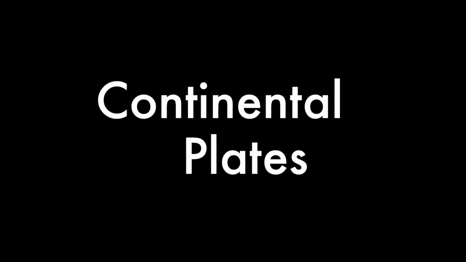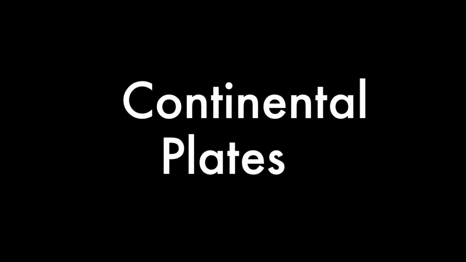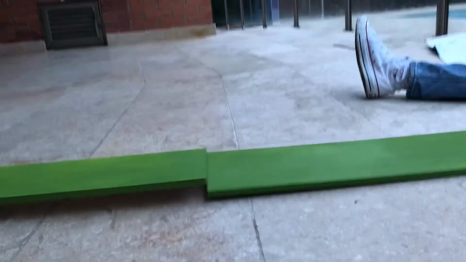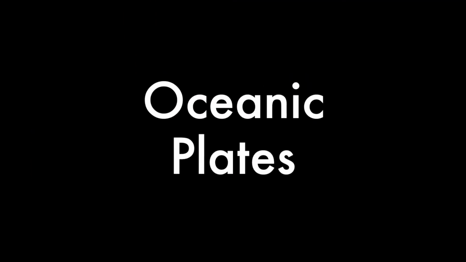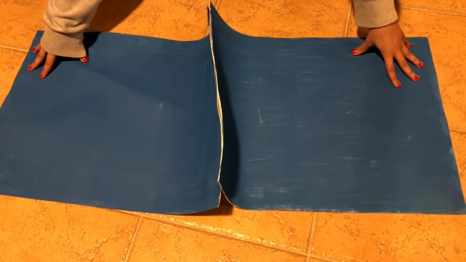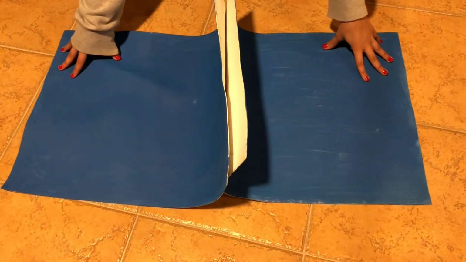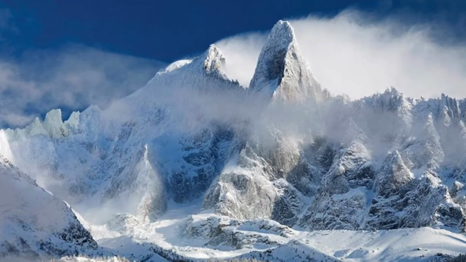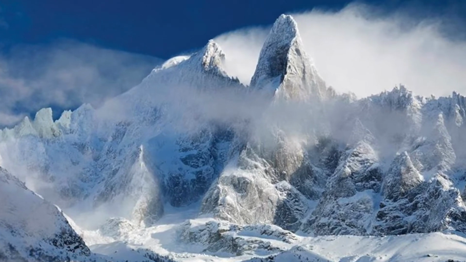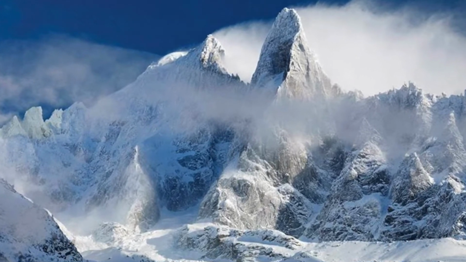Collision movement. Collision movement consists of two plates of the same type, continental or oceanic, moving towards each other. Since they have the same density, they can't sink, so they crash into each other, causing earthquakes and creating mountains. An example of this is the collision between India and Asia. That was perhaps one of the most spectacular geological events to occur over the last 500 million years. It's a collision between the Indian and the Eurasian plate that has led to the formation of the Tibetan Plateau.